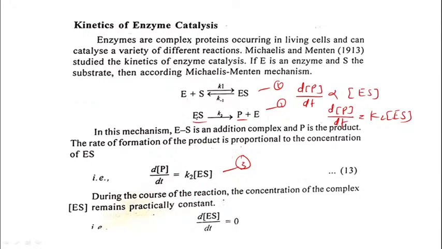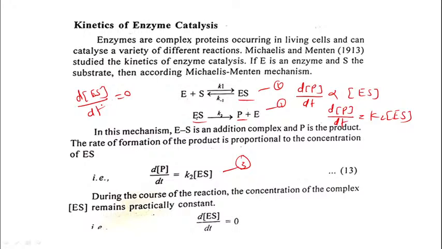Now during the course of the reaction, the concentration of the intermediate remains practically constant. So according to the steady state approximation, we can take its concentration change to be equal to 0. The rate of the formation of the intermediate with respect to time becomes equal to 0 here. Okay, so you can see here it becomes equal to 0.